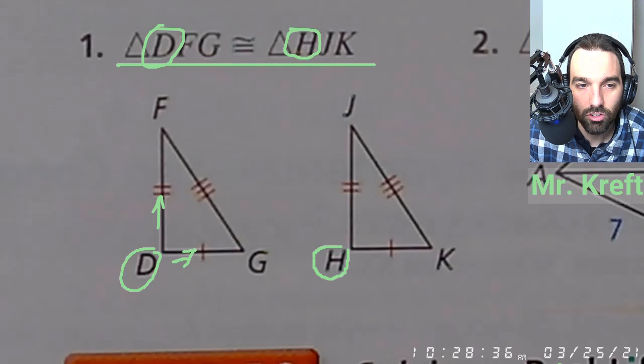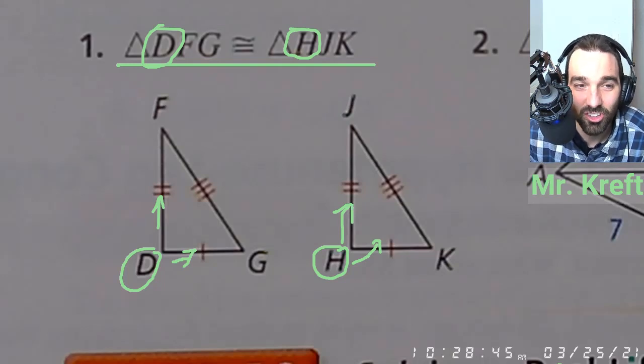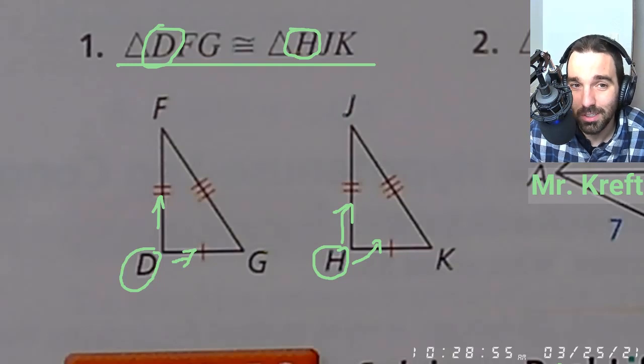So if I look over at H, then it should be between the single and the double. So that's a new way of being able to check your congruent statement, okay? Because even though these angles aren't marked congruent, we can still say they're in between those congruent sides, so they're going to be corresponding and congruent.